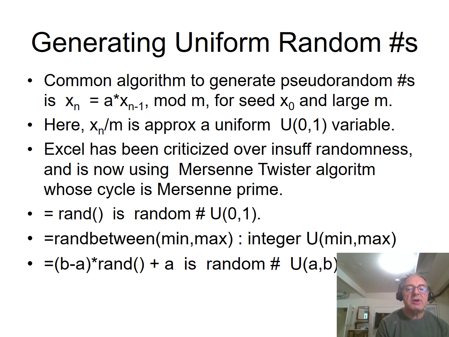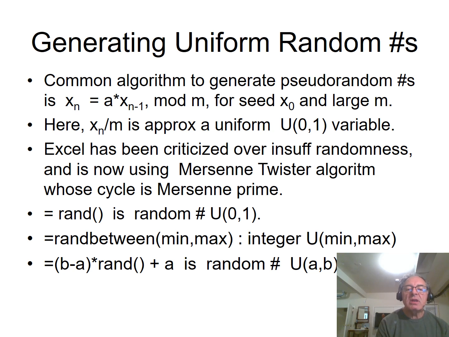But Excel hides this from you and gives you two functions to simply create random numbers: =RAND() with nothing inside the parentheses gives you a random number uniform between 0 and 1. =RANDBETWEEN(min, max) says you can input your choice of a minimum and maximum and generate a uniform integer random number.